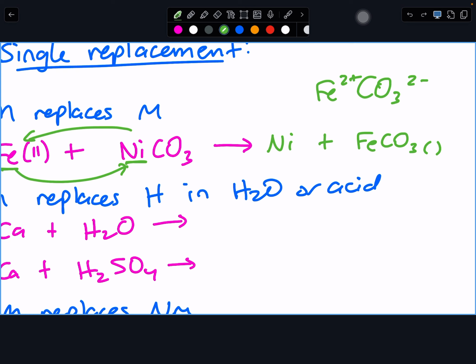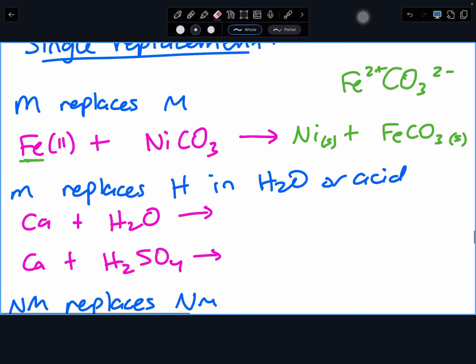Yeah, it's aqueous. What? Oh no, insoluble. It's solid. Good. Solid. And nickel, obviously, it's just a metal. Solid. All metals are solids, yes. Except for mercury. Okay?